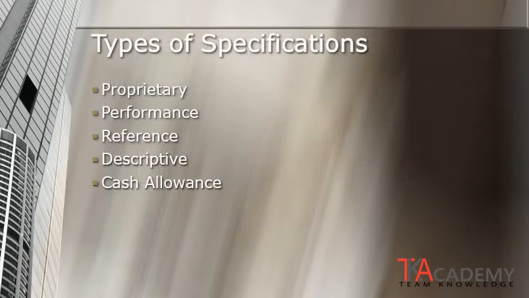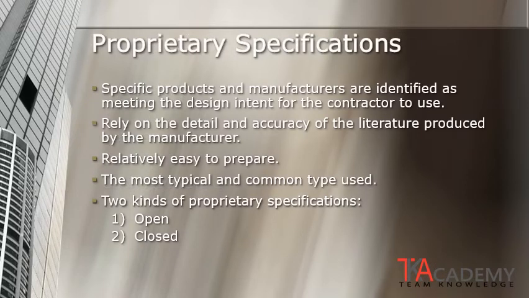There are different types or methods of writing specifications. They are proprietary, performance, reference, descriptive, and cash allowance. The proprietary specification method involves including specific products and manufacturers identified as meeting the design intent and are available for the contractor to use on a project.